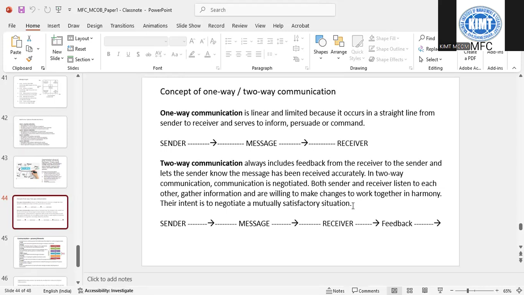You are only sending something, some instruction. Then one-way communication is recommended. There is no need of two-way communication. You are only sending the instruction to the receiver.